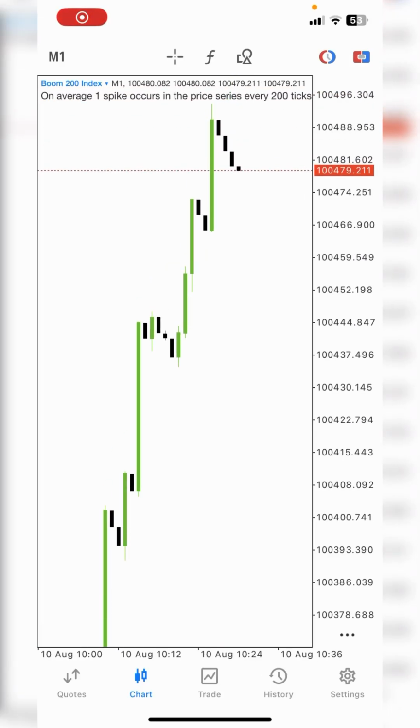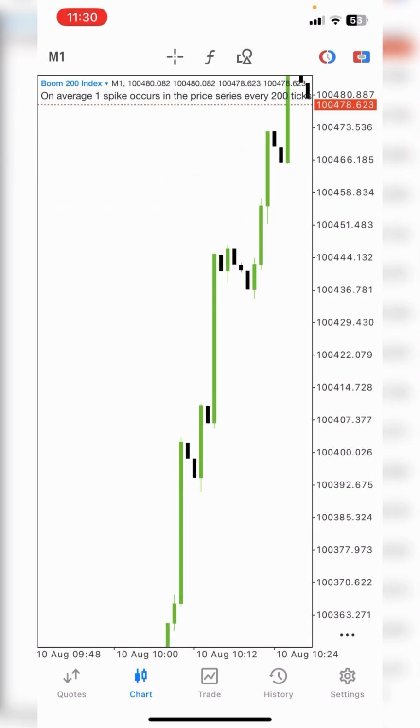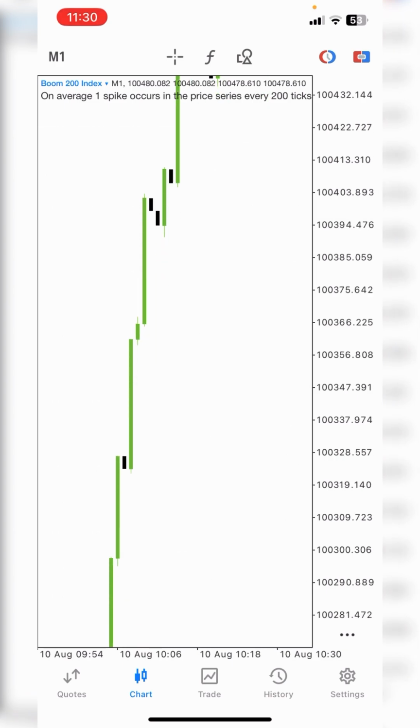Hi guys, have you traded Boom 200 before? Boom 200 is one of the best assets on Deriv. I've been trading it for a while now and it's really profitable. So look at this signal that I gave to my VIPs.